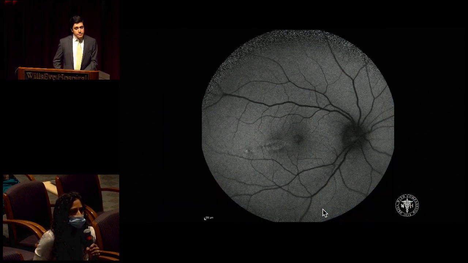And then fundus autofluorescence of the right eye. We can see in this area where we saw that hypopigmented lesion, you see this granular hyperautofluorescence with these round foci of hypoautofluorescence in the center. And then out here, these more punctate foci of hyperautofluorescence.